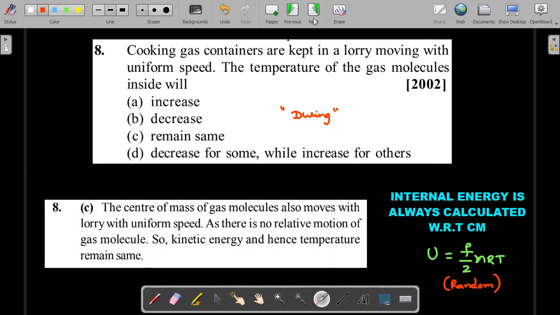Okay, so let's move forward. The kinetic energy that he's talking about is the kinetic energy associated with the random motion, not the center of mass. It's also known as thermal motion. All these names mean the same.